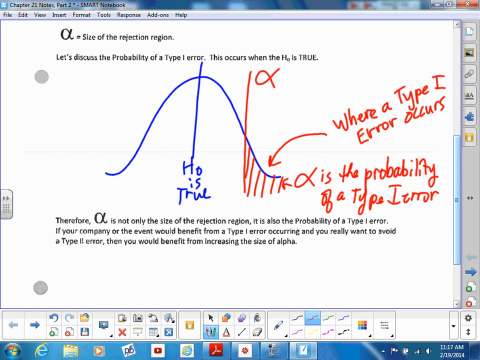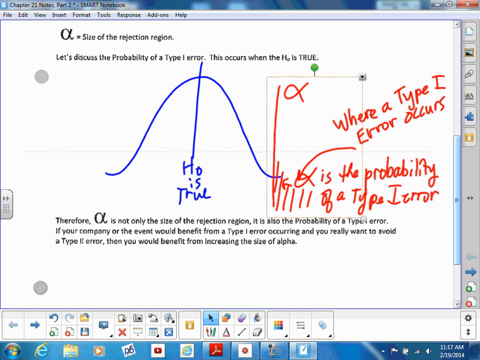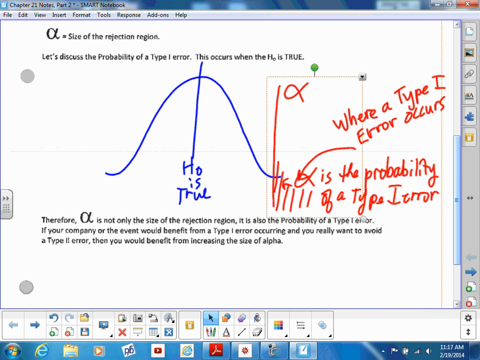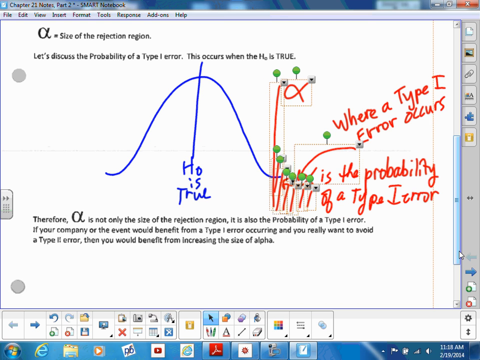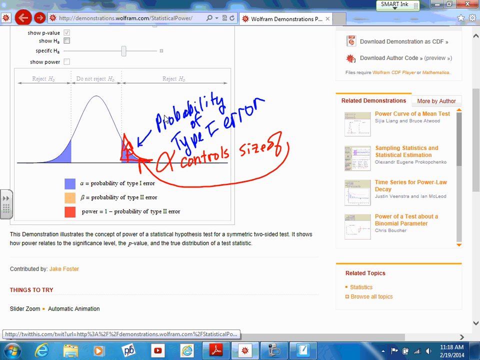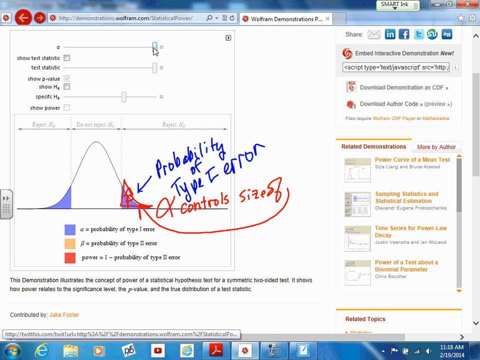So if you were the one in charge of the test, if you are paying for the test and you don't like a type 1 error, then what are you going to do with this type 1 error size? If you don't want it to happen, you're going to probably shift alpha so that the rejection region is smaller. If you are paying for the test and you do not want a type 1 error, then you are going to control alpha.